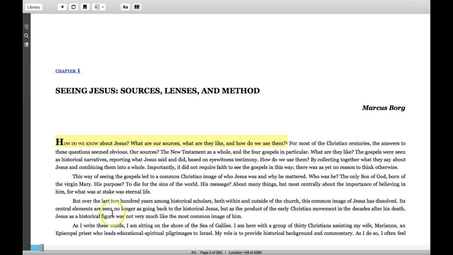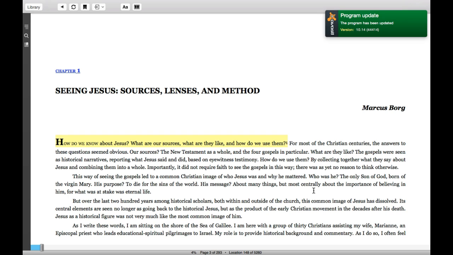And then he goes on to say, but over the last 200 years, among historical scholars, both within the church and outside the church, this common idea that the Gospels are simply history trying to record what happened has dissolved. In other words, Marcus Borg is really trying to address the question here: are the Gospels really a product of what Jesus said, or are they a product of something that he's going to call the developing tradition?